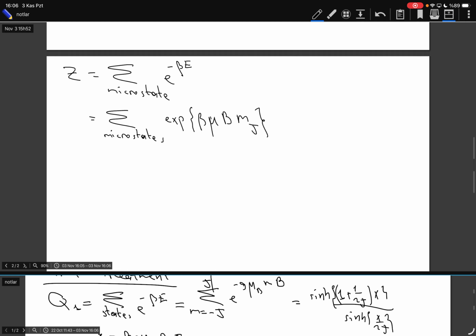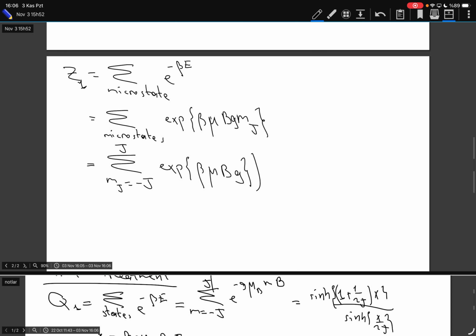Now, the microstates for a given j will be just given by m_j. If I know m_j, I know the microstates. So the sum over microstates for the single particle will be the sum over m_j, which takes values between minus j to plus j, of the exponent of beta mu_B g to the power j, raised to the power m_j.